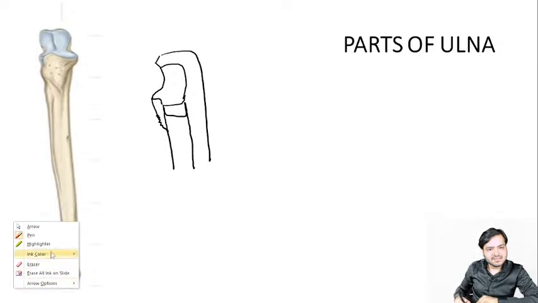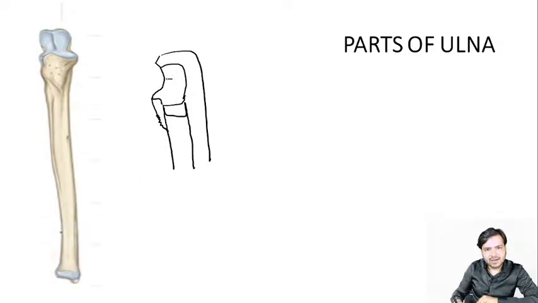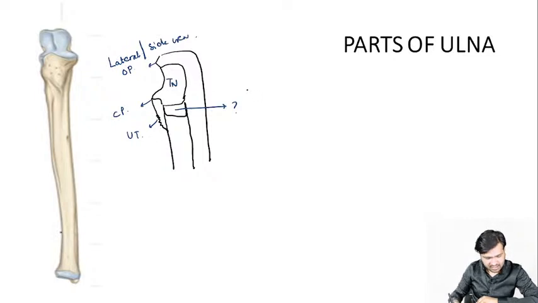Remember guys, now you are going to tell me, this part is the trochlear notch, tell me what this part is. Just in the lateral or side view, guys, what you will get. Apart from that, over here it is the ulnar tuberosity. We have the coronoid process, the olecranon process, trochlear notch, coronoid process, ulnar tuberosity, and below, the radial notch.